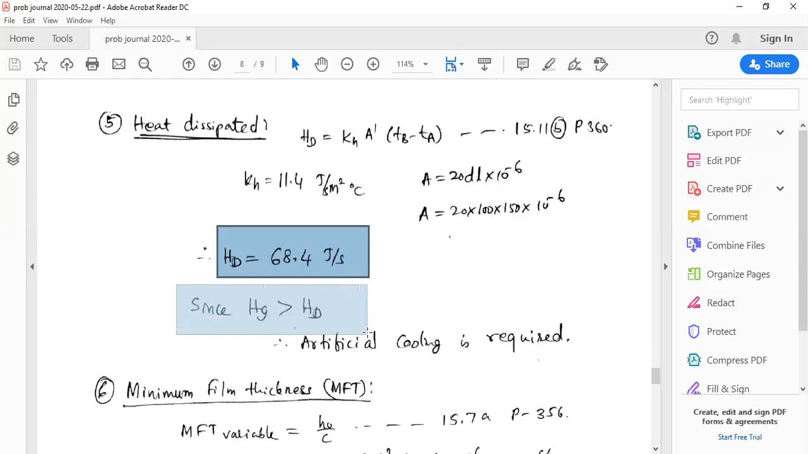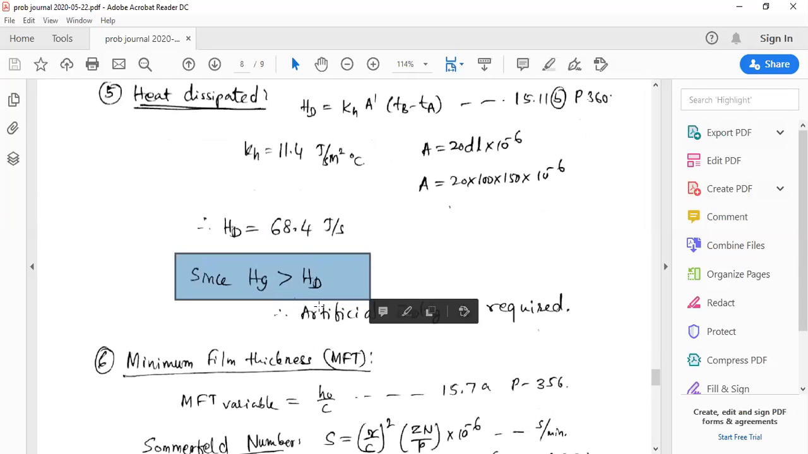So this value is less as compared to the value of heat generated. Since heat generated is greater than heat dissipated, the amount of artificial cooling that is required here, that is heat generated minus HD, gives a positive value. Hence, that is the amount of heat that is to be removed. Hence, artificial cooling is required here.